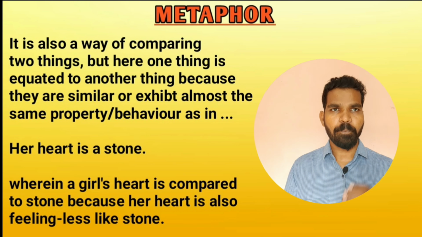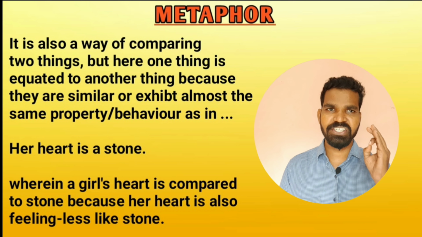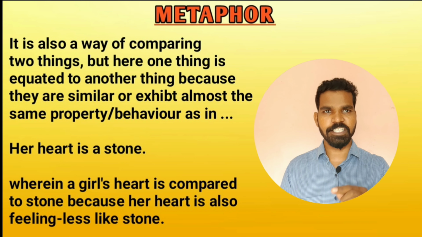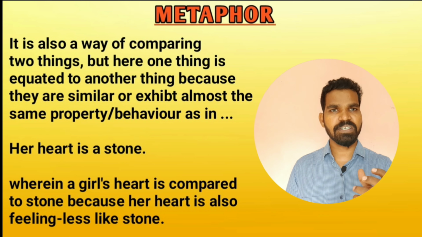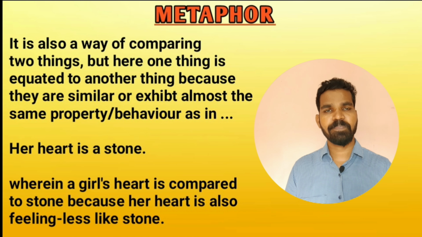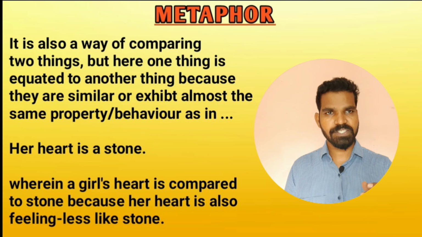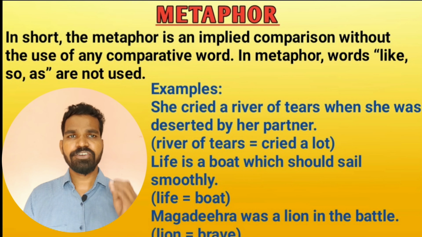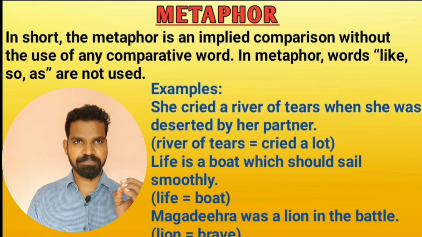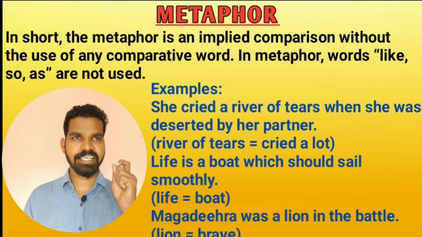Let's move on to the next one, metaphor. Metaphor is also a way of comparing two things, but here one thing is equated to another thing because they are similar or exhibit almost the same property or behavior, as in, her heart is a stone, wherein a girl's heart is compared to a stone because her heart is also feelingless like stone. In short, the metaphor is an implied comparison without the use of any comparative word. In metaphor, words like so, as are not used.